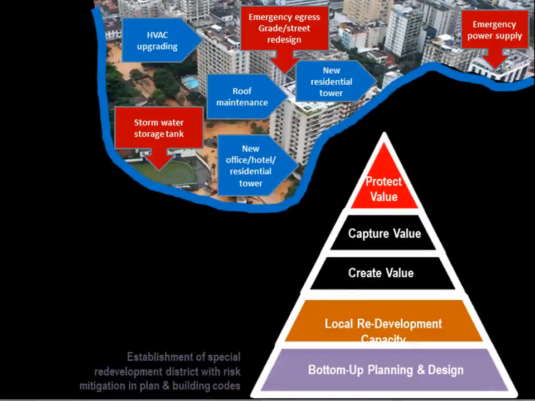It might look like this. So in the first instance, once we've designated these districts, we have to establish special mitigation plans and building codes for them that reflect the very specific risk profiles that they confront.